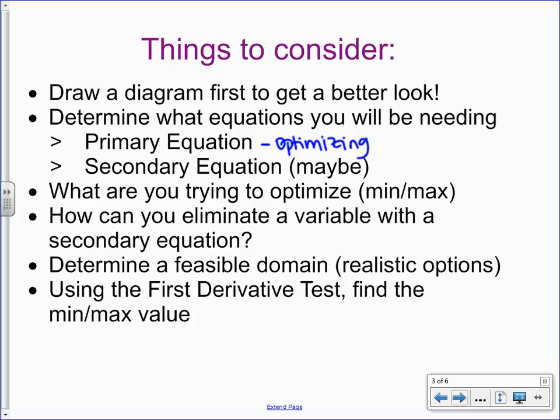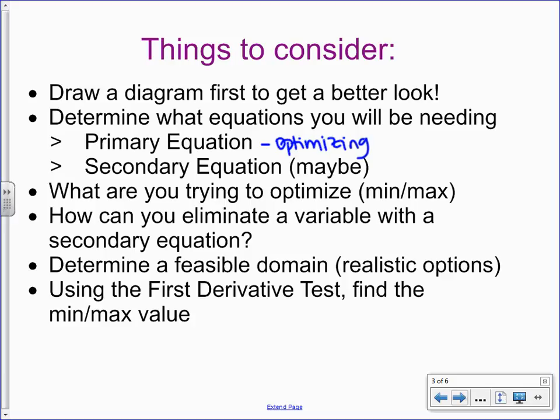Yes? Is this like related rates? It is not related rates. There's a very important difference between optimization and related rates, and that's something that we're going to work with on Monday. Related rates would be more, our volume is decreasing at this rate, our radius is increasing at this rate. Here we have a figure that's not changing, but we're trying to optimize something.